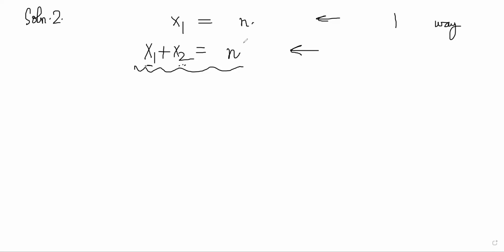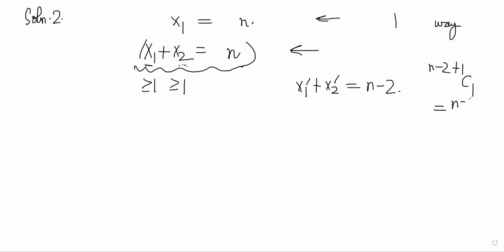So 1 plus 3 and 3 plus 1 are two different partitions. So how many solutions are there for this? This is by stars and bars method. Actually, each of the parts has to be greater than or equal to 1, right? Because 0 plus n is not a partition. 0 is not part of it. So we have to solve this equation, but each variable should be greater than or equal to 1. So you will have to do a change of variable. x1 dash plus x2 dash will be equal to n minus 2. And now solve it by stars and bars method. And that will be n minus 2 plus 1 c 1, which will be n minus 1 c 1, right?